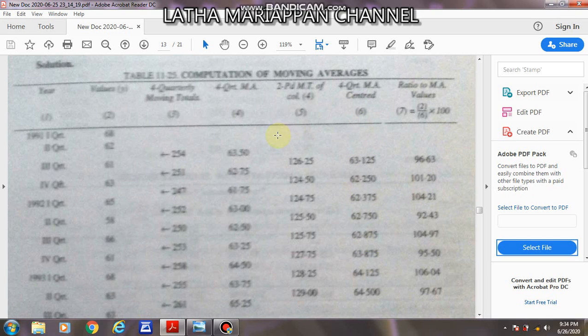Take the second column. What is your second column? The given data. Divide it by your 4-quarterly moving average centered value. We have the centered value now. You have to put it in the center, so that is called the moving average centered. So this given data divided by your sixth column value, multiplied by 100, you will get 96.63. The rest of the data you have to do using the same method.